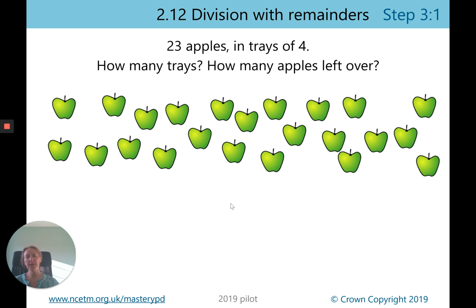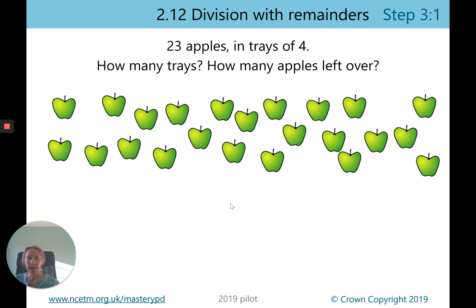So that means you just need to read the question carefully and recognise that you might have to do more than one thing in order to get the answer, okay? So let's start with this one together. It says 23 apples in trays of 4. How many trays? How many apples left over?